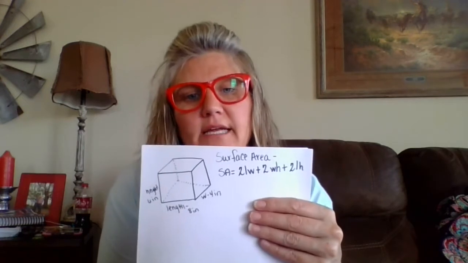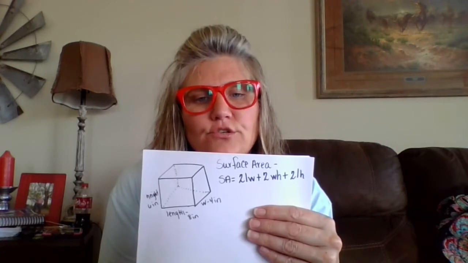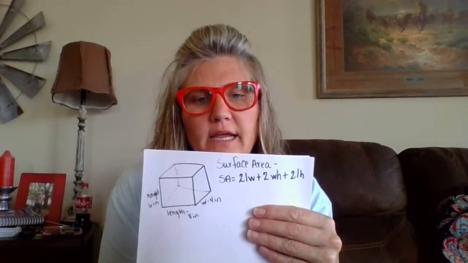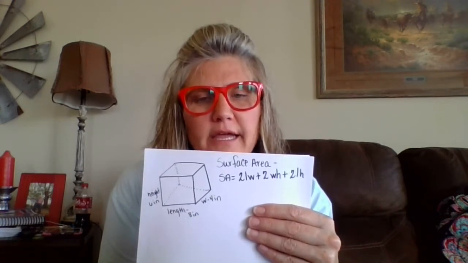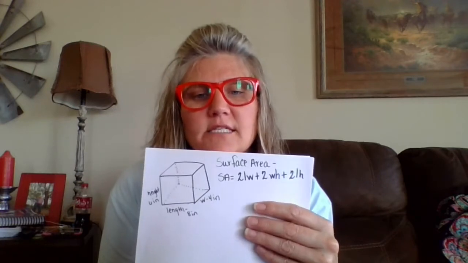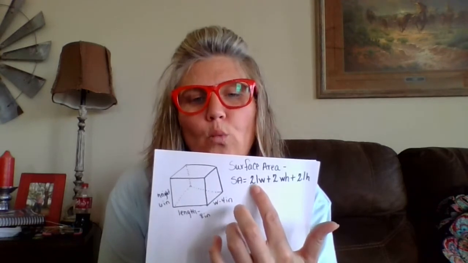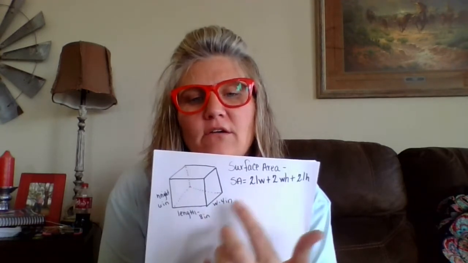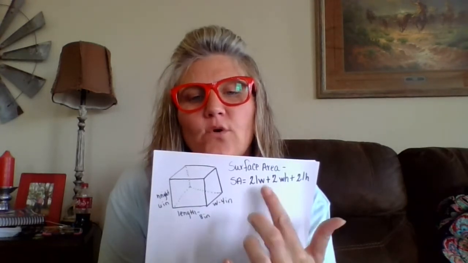So with the surface area, you're going to use the formula SA equals 2 times L for length, W for width, plus 2 times W for width, H for height, plus 2 times L for length and H for height. So all you're doing is plugging these numbers in where they belong. For L, you're going to put the length, 8. For W, you're going to put the width, that's the 4. Okay?